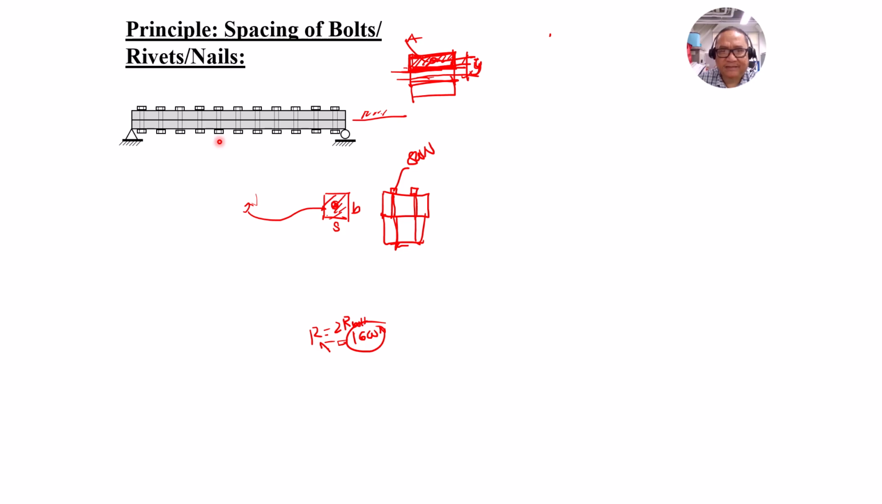Then the spacing would be denoted by S. And let's consider the tributary area here. Let us say there's only one row of bolts, and there's only one bolt. It may have two bolts just like this in this case. So this is the situation. And at the end, we have here the end view.